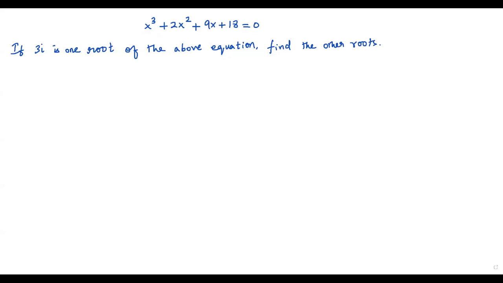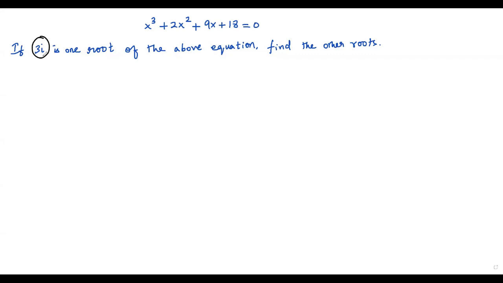Okay, so the given equation is a cubic equation. That is its degree, the largest exponent of the variable x is 3. Since the degree of this equation is 3, if I solve this equation, I'll be getting 3 roots. So among the 3 roots, one root is given in the question itself, that is 3i. We have to find the other roots, meaning the remaining 2 roots.